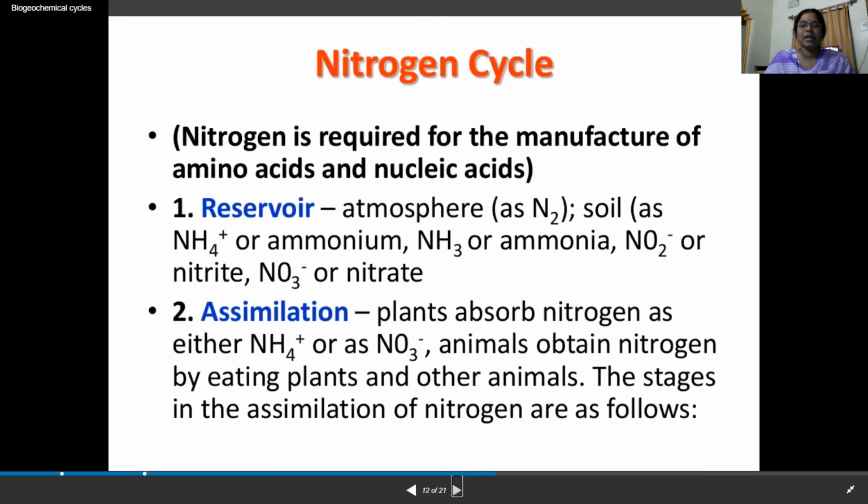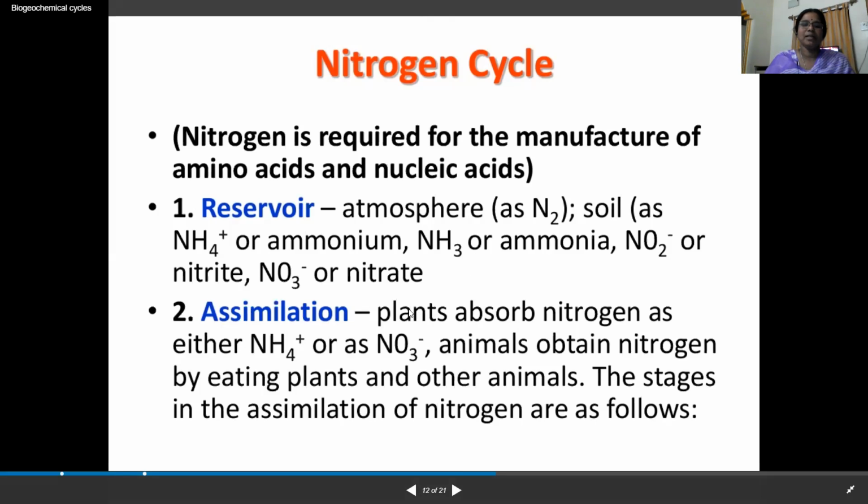We don't have the carbon cycle. Next one is the nitrogen cycle. Nitrogen is required for the manufacture of amino acids and nucleic acids. Reservoirs are the atmosphere and soil, with ammonium in the form of NH4+ or ammonia in the form of NH3, nitrites and nitrates. Second thing is assimilation. So plants absorb.